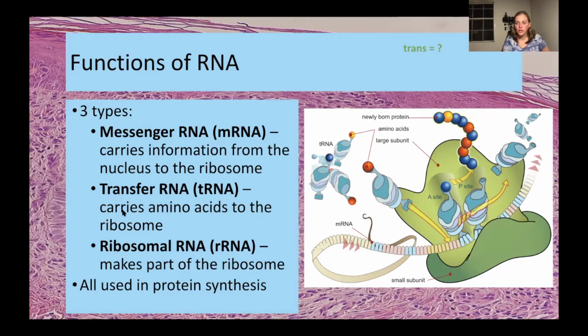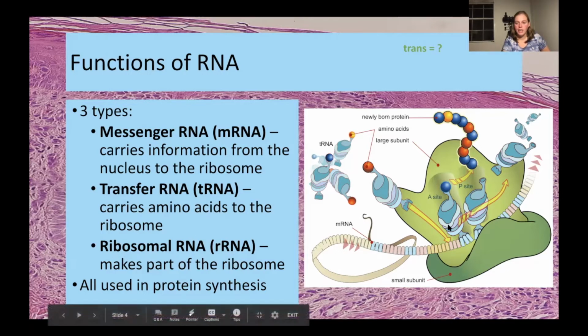It is transferring those amino acids from the cytoplasm to the ribosome. You can see your tRNA here. It's carrying an amino acid. It's going into the ribosome, and these amino acids are being linked together in a chain to form a protein. We also have rRNA, and the R stands for ribosomal, and this type of RNA makes up part of this green ribosome itself. Again, all of these are going to be used in protein synthesis.